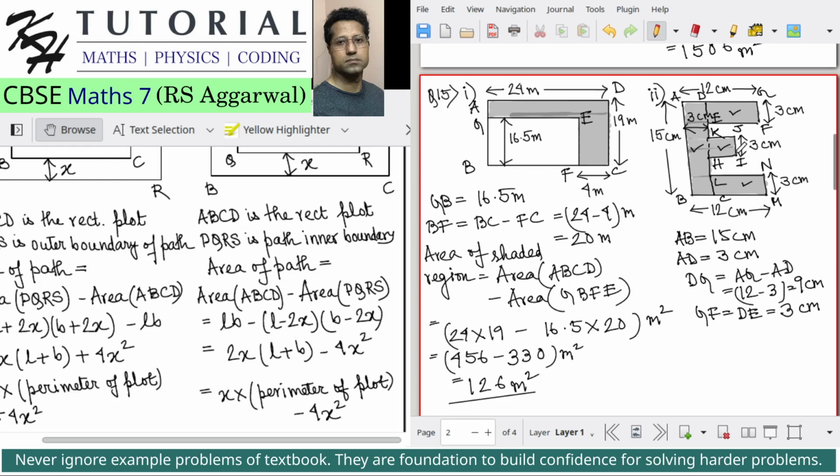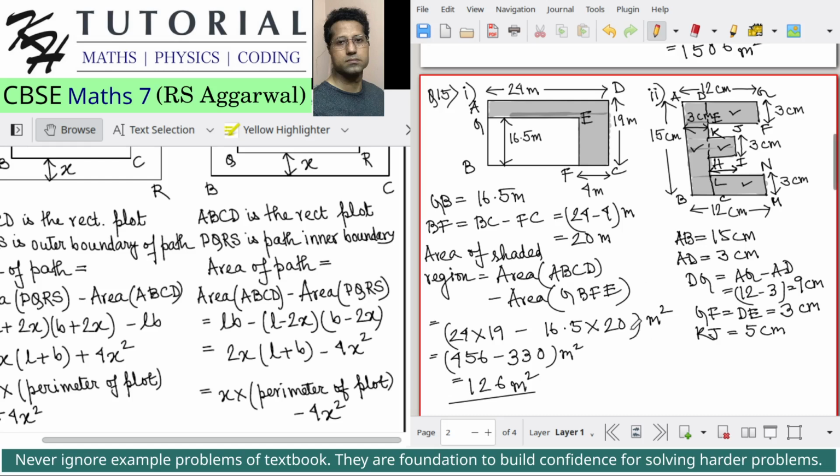So KJ is given, this length. I'm really sorry, my figure has become very congested. This length is given to be 5 centimeter. So KJ is equal to 5 centimeter. Okay, what else do I know? I think we have enough information to find the area of all the rectangles.